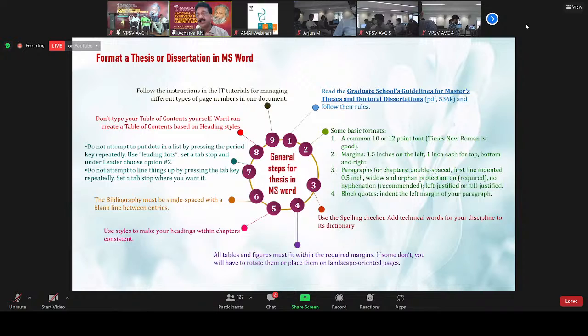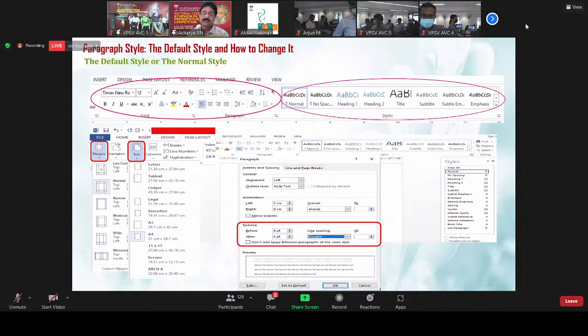So manual formatting requires the font size. All these are there, but because time is very short, I have already crossed my limit. These are the Microsoft Word formats that I use to teach my students. MD and PhD students use this format. They must be trained in this way, how to write the thesis.